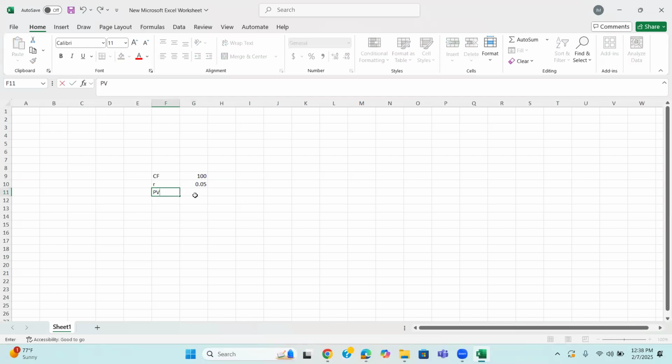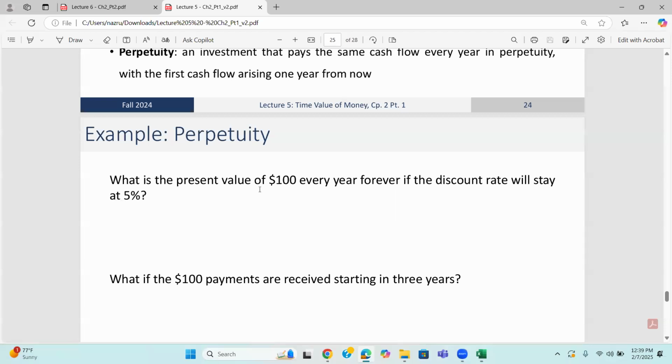So what should be the present value here? This is a very straight formula, just cash flow over our rate, right? You don't need to come up with any period, any time here. So this 2000 is the present value for the perpetuity of this specific problem. Okay. So this is a very basic example for the perpetuity.